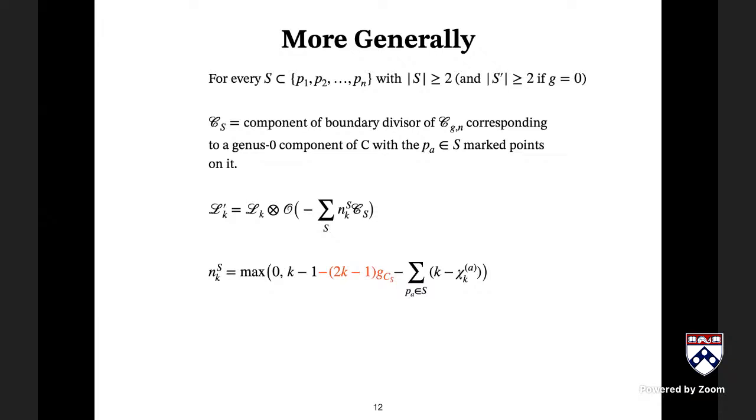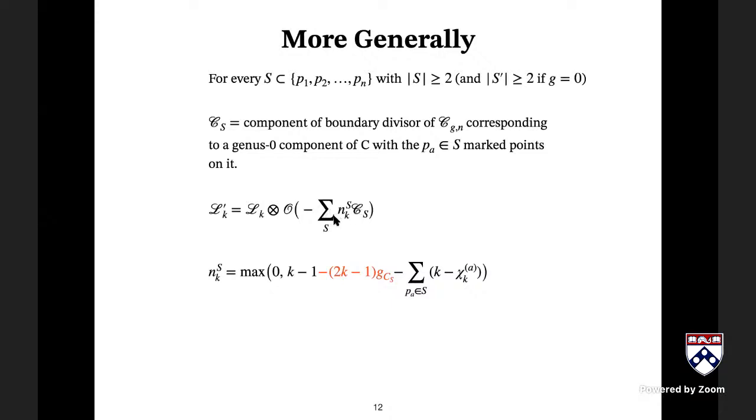So the more general story, that was a 4 punctured sphere, but we can actually write down a formula in general. You have a collection of n points, and you can study what happens when the surface degenerates so that any subset of them containing at least 2 of the points lands on one side of the pinch of the node, and the rest remains on the other side. And if I'm going to be really pedantic, if the curve had genus 0, then the complement also had to have at least 2 points. Then let curly C sub S be the component of the boundary divisor corresponding to a genus 0 component of C with this collection of marked points labeled by this subset S landing on that component of the nodal curve.